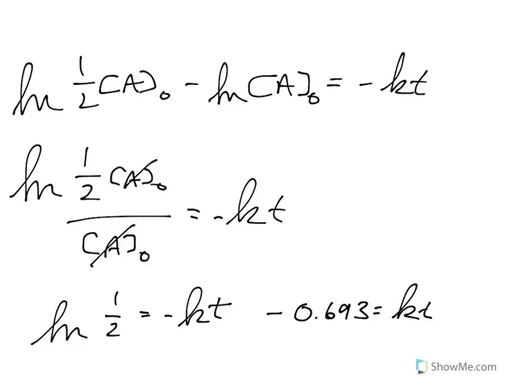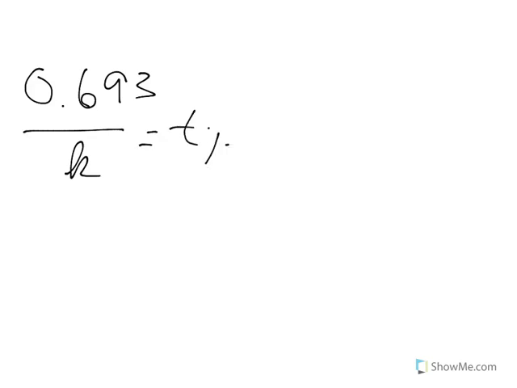And then I can divide both sides by minus k. So when I do that, my expression changes to that. And I'm going to go ahead and put T1/2 there to specify I'm talking about the half-life, or the time half-life. All right. So this is the half-life expression for a first-order reaction.